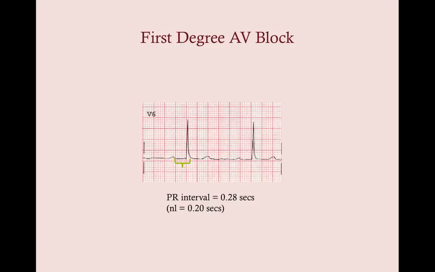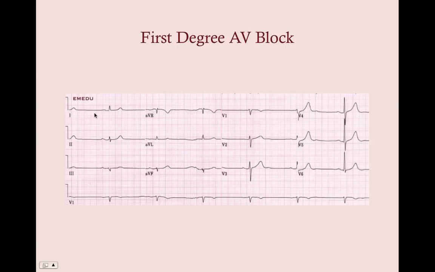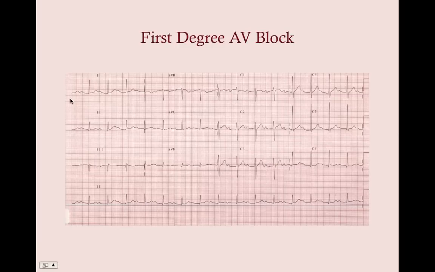Otherwise, they have bradycardia, and there's nothing else wrong with this patient. This is usually congenital and it doesn't require treatment. Here's another one. Here you have a PR interval that's more than one big box. So it's just an elongated PR interval, nothing else wrong with this patient. This does not require treatment. Here's another one. Here's your P wave, here's your QRS. Doesn't require treatment.